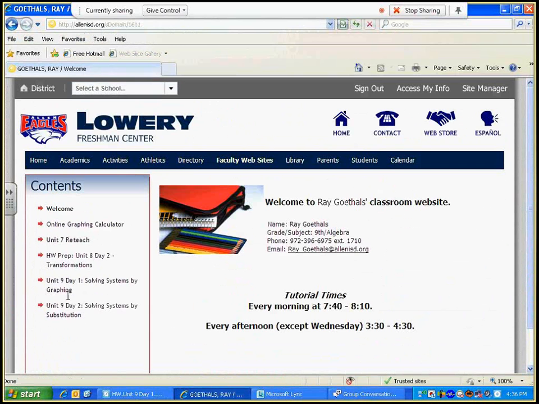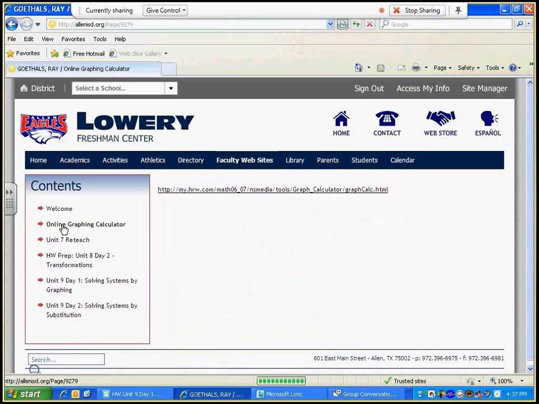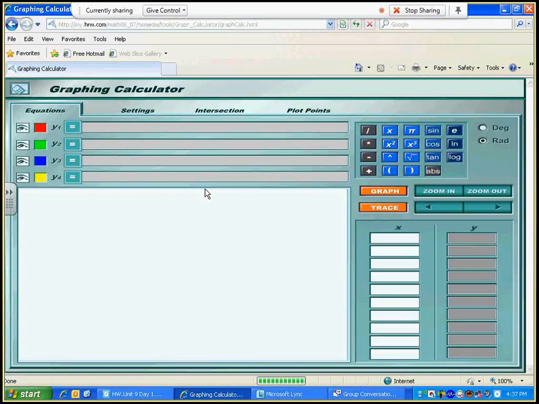Okay. Second option here, right below welcome, is online graphing calculator. Click that. There's your link. Okay, here's your online graphing calculator. Now remember our 2 equations. y1 is x minus 8. So up there in y1, let's click that in. Okay, let's see if I can get there.